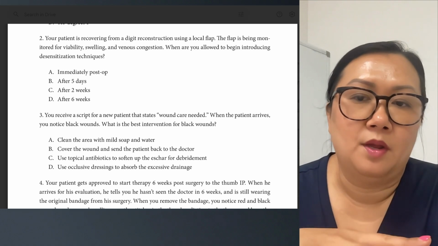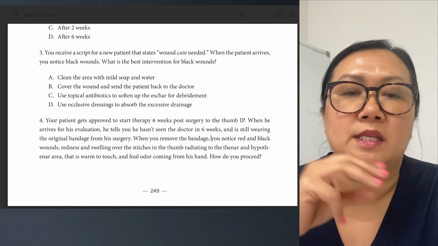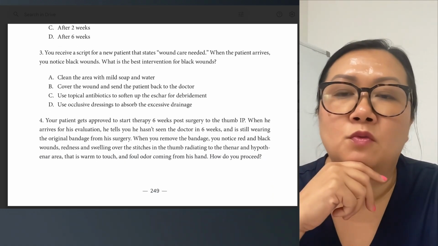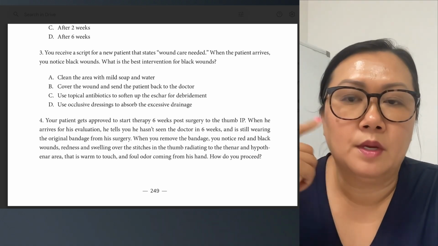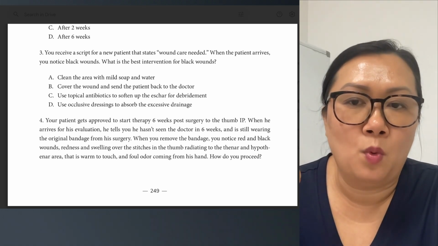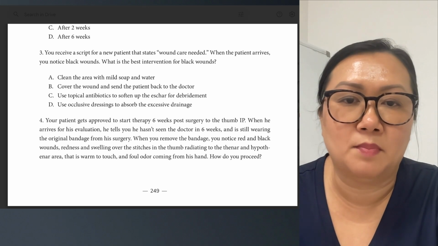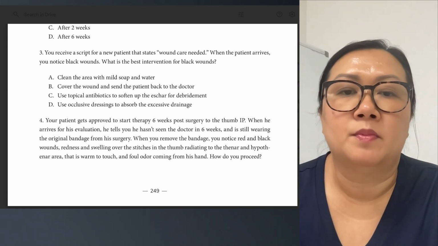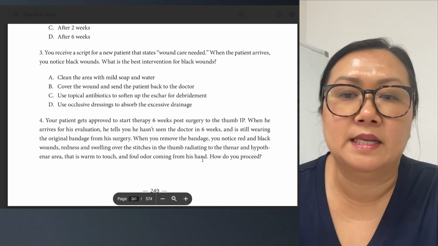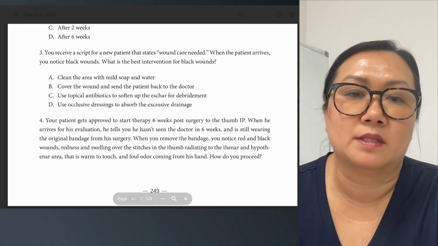Question number 3. You receive a script from a new patient that states wound care needed. When the patient arrives, you notice black wounds. What is the best intervention for black wounds? A, clean the area with mild soap and water. B, cover the wound and send the patient back to the doctor. C, use topical antibiotics to soften up the eschar for debridement. And D, use occlusive dressings to absorb the excess drainage.